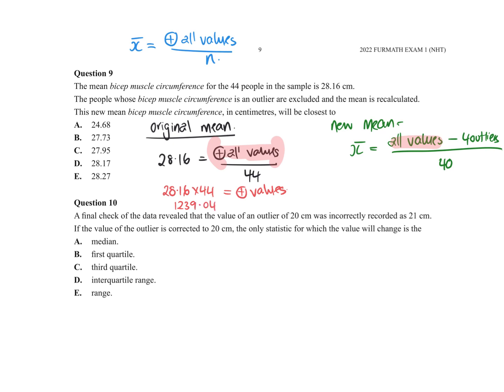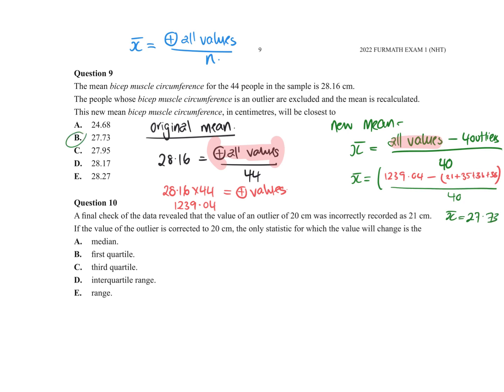Okay, so if you do that, this ends up being 1239.04, okay? So over here in the new mean, it's going to be the 1239.04, and then I'm going to minus the 4 outliers, which you can read off. I'm pretty sure it's 21 plus 35 plus 36 plus 38. So you minus them in there and you divide by 40 because you only have 40 now. And you end up with a mean of 27.73.